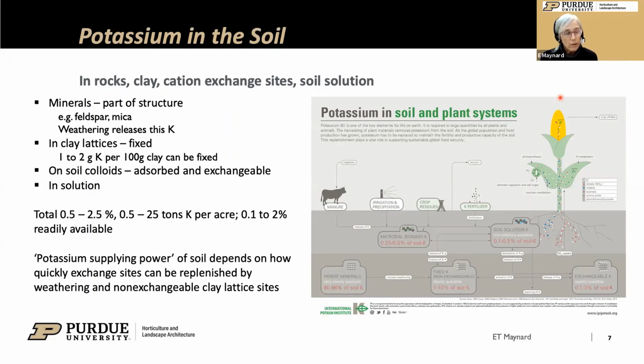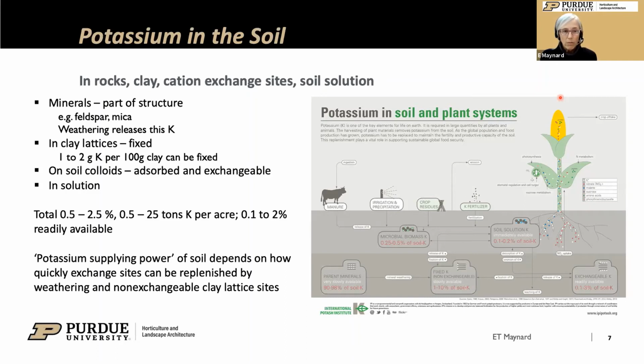The two other places you'll find potassium in the soil are on the soil colloids, on those cation exchange sites. The potassium is adsorbed there. It can exchange beyond that site and then go into solution. The potassium that's on those soil colloids and in solution, that is available to the plant.